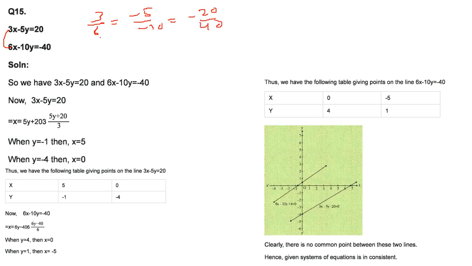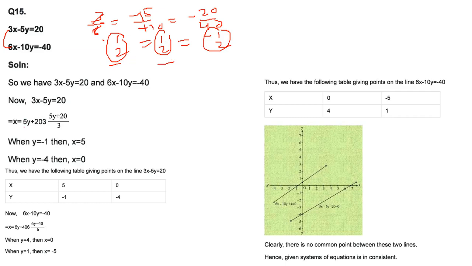So you get 3 by 6, that is 1 by 2. Here also minus minus cancels, 5 by 10 is 1 by 2. But here you get minus 1 by 2. That is a1 by a2 is equal to b1 by b2, but it is not equal to c1 by c2. That means these two lines are parallel. There are two different lines and they are parallel.